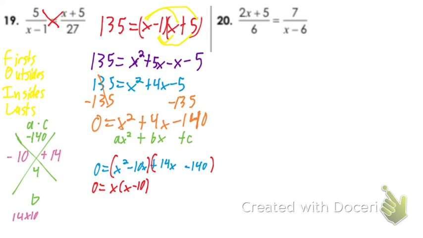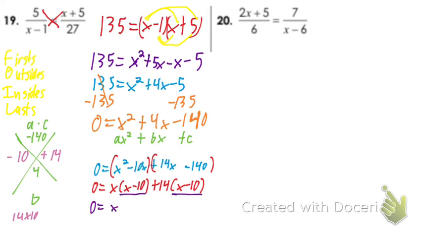What do 14x and negative 140 have in common? 14. So I can take a 14 out, and I'm left with x minus 10. Hey, what do we notice about our two parentheses? They're both the same, x minus 10. So it has an x minus 10 in common from both of those.